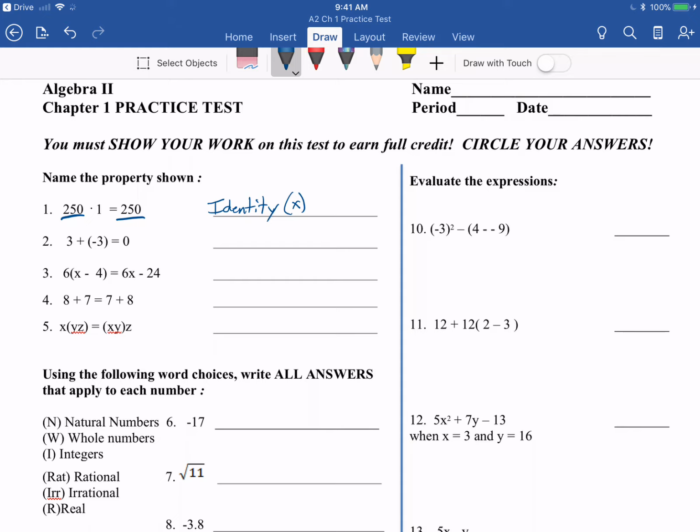All right. The next one is 3 plus -3 gives me 0. All right. So this, remember how 3 and -3, those are the additive inverses of each other. So this is the inverse property of addition here. All right, this one, number 3, is kind of the most common one here. If I distribute that in there, it gives me 6x minus 24. That is the distributive property.